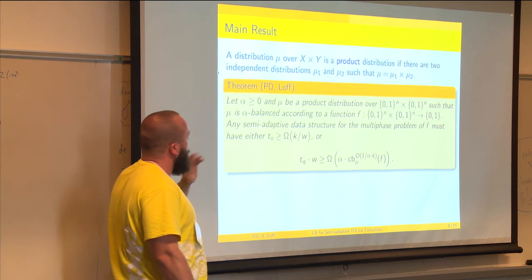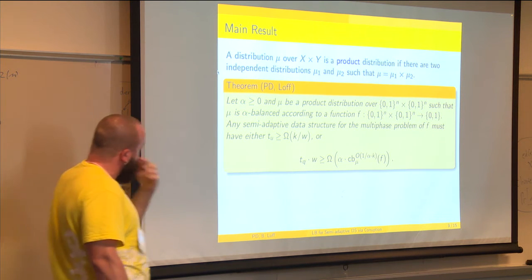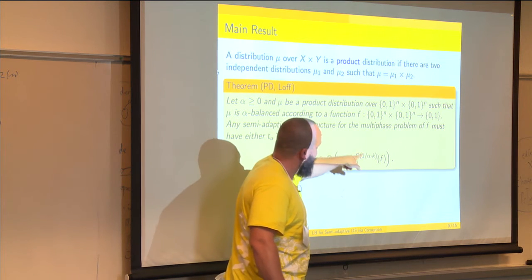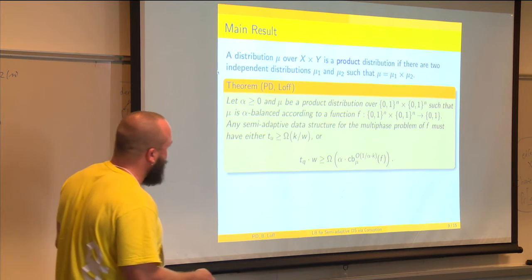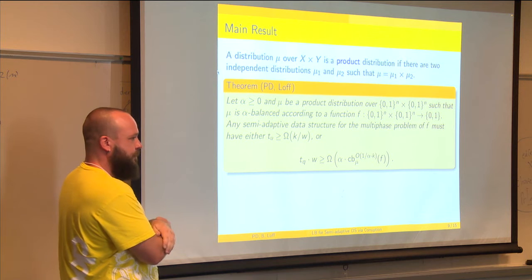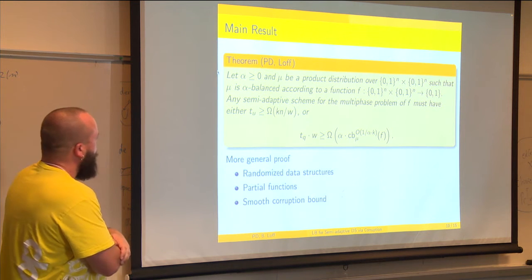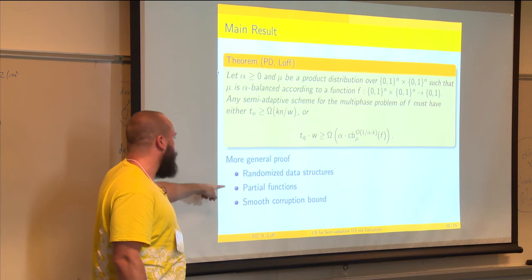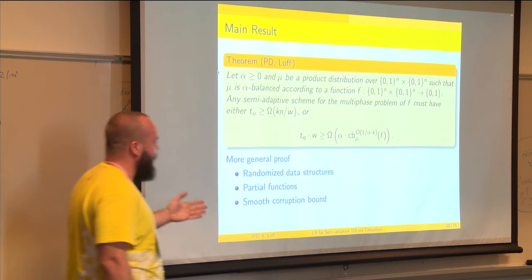Then any semi-adaptive data structure for the multi-phase problem which computes the function f must have either long update or the query time is this. So here is the quantifying of the parameters. We need to find a hard product distribution when the function has high corruption bound. And as I stated, we have a slightly more general proof. The same result also holds for randomized data structures, for partial functions, and instead of corruption bound, we can state it with smooth corruption bound, which is a slightly more general notion.